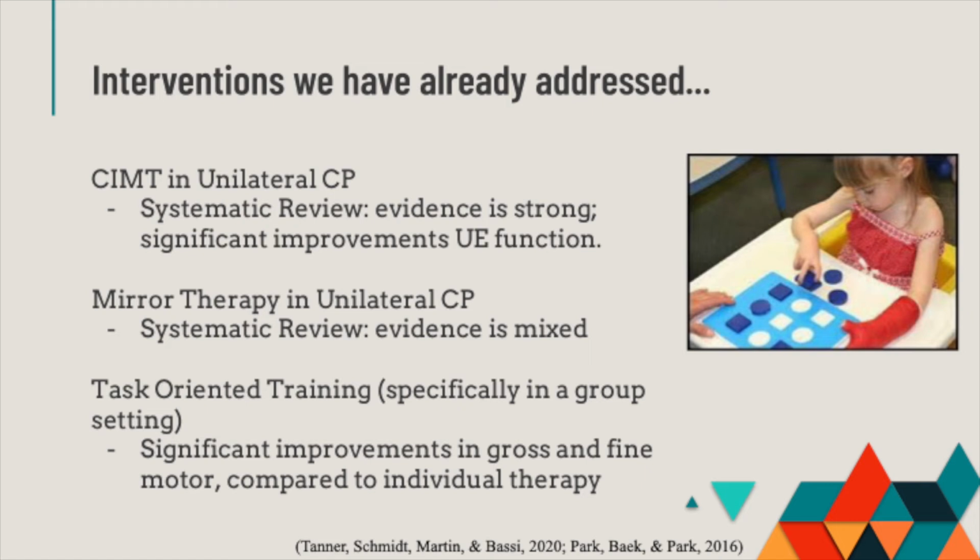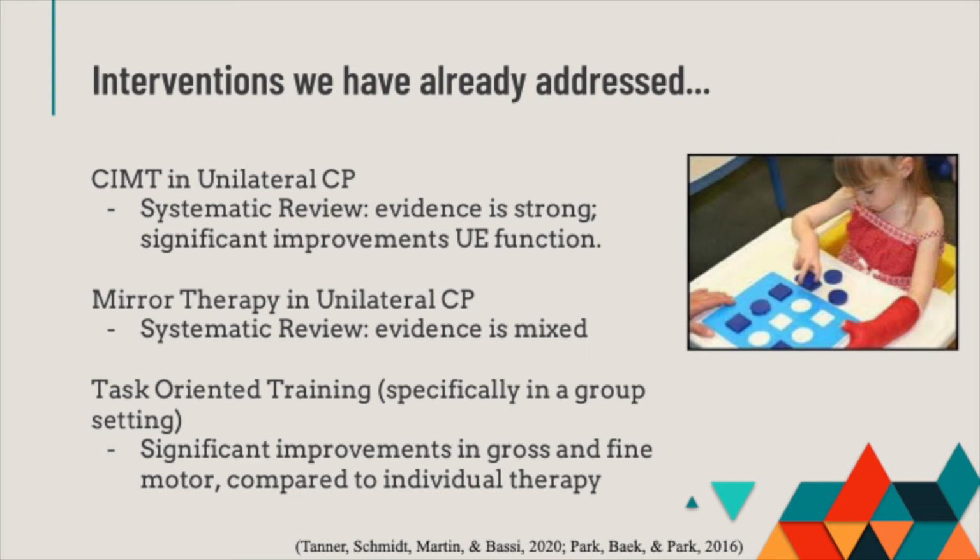I wanted to take a moment to discuss CP-specific evidence I came across about interventions we had already discussed. In a systematic review comparing all intervention types of CP for children 0 to 5, researchers found strong evidence that constraint-induced movement therapy showed significant improvements in upper extremity function. Time of constraint varied across the studies, I believe 3 to 6 hours a day, but improvements were still made.